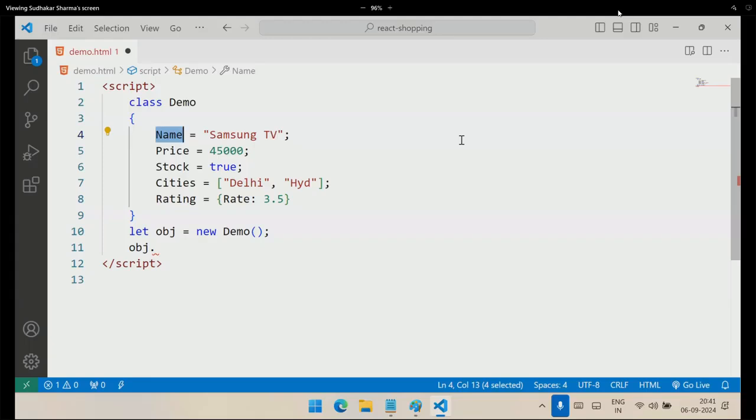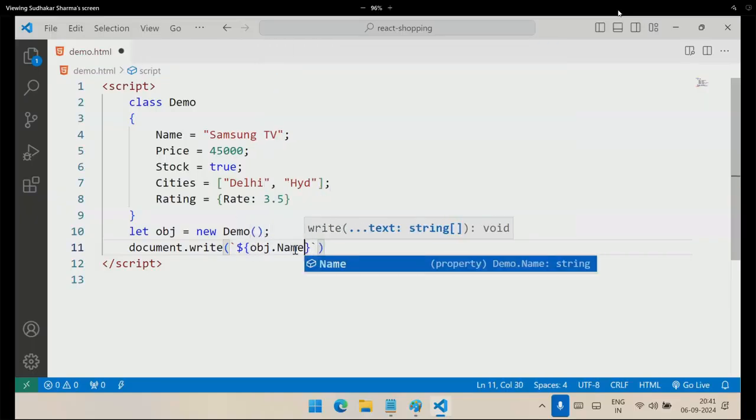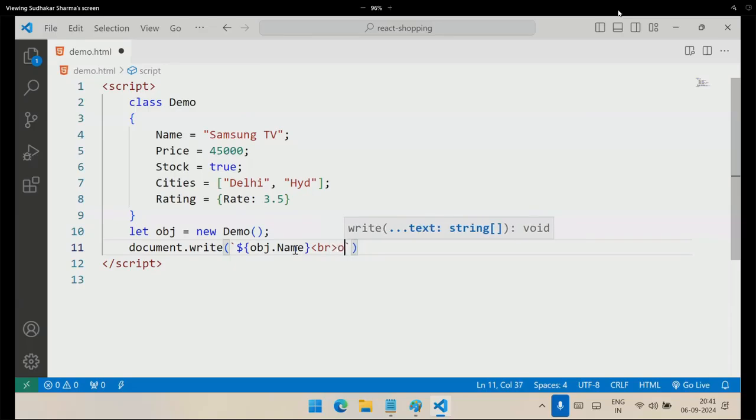How can the behavior be controlled? First, I will give a simple one. How to print them? Here we have to use obj dot and the property name. So we have obj dot price. Like this we have to use.